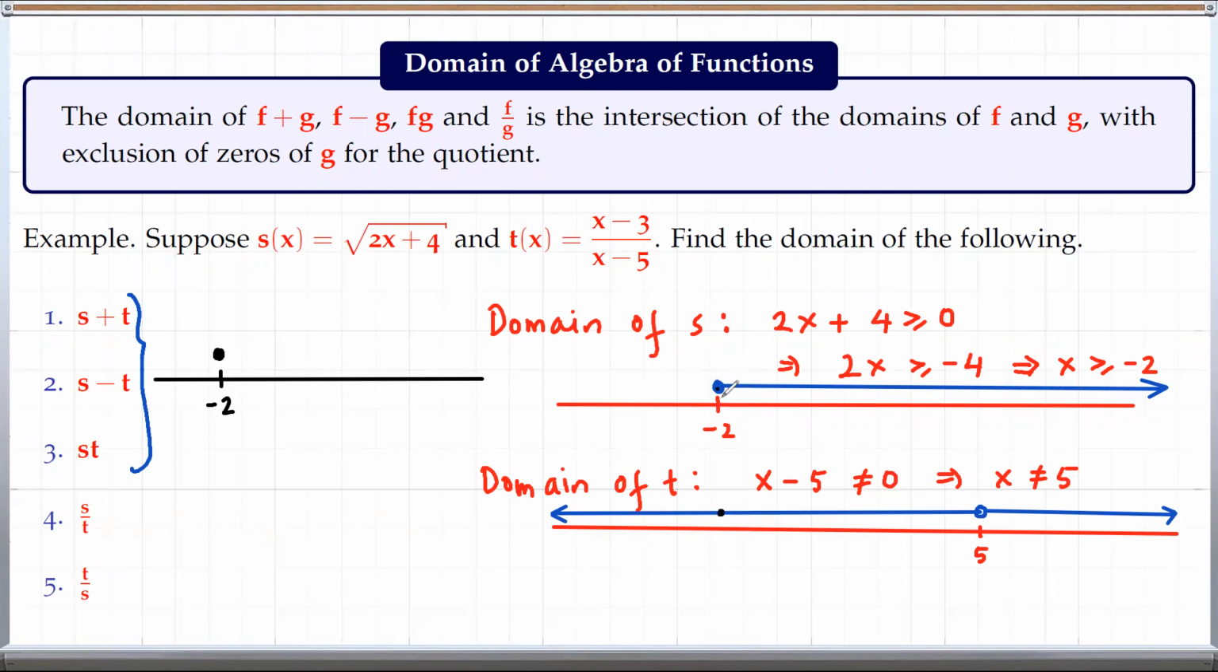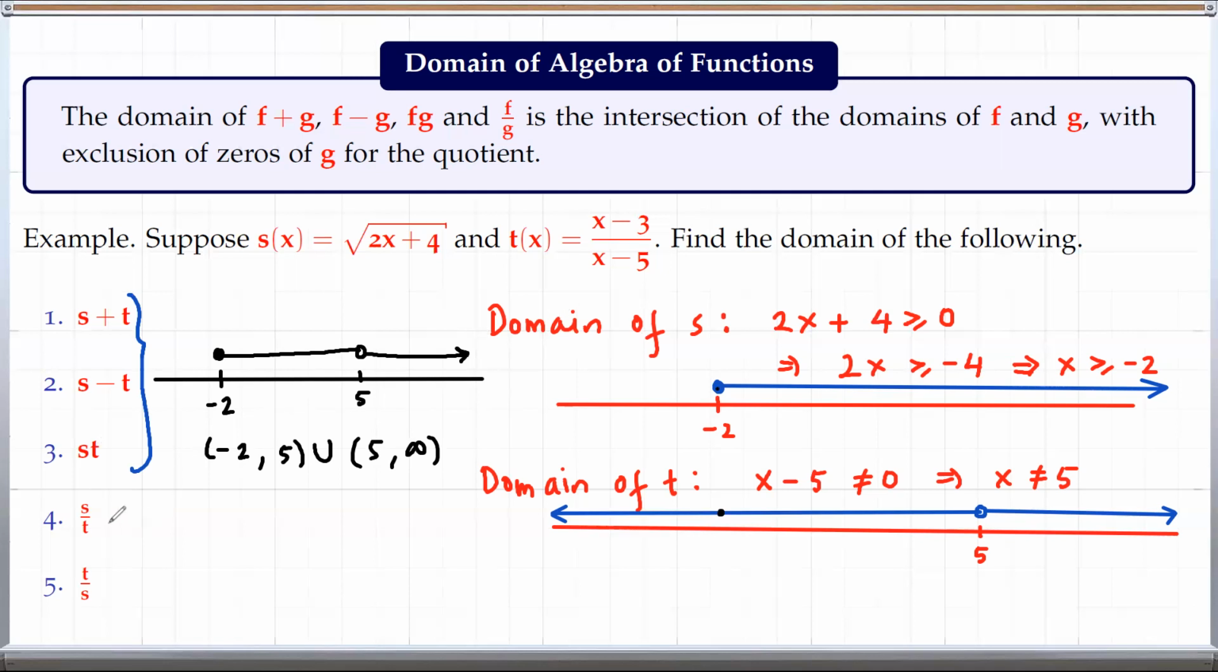And we see everything to the right of -2 is taken by s, and everything to the right of -2 is taken by t except 5. So we can include everything to the right of -2 except 5. So this is the domain of these three combinations, s plus t, s minus t, and st. And we can write it in interval form if we like: -2 to 5 union 5 to infinity is the domain of these three combinations.